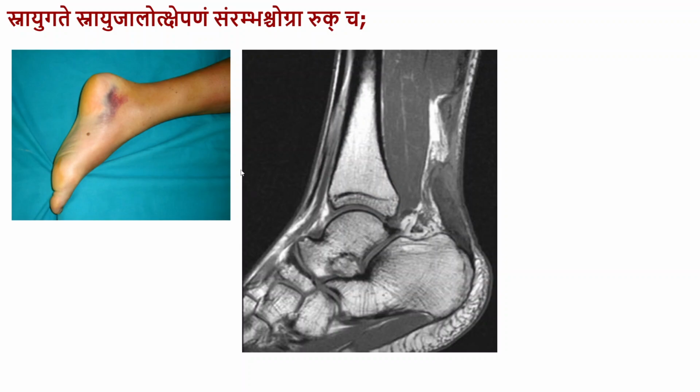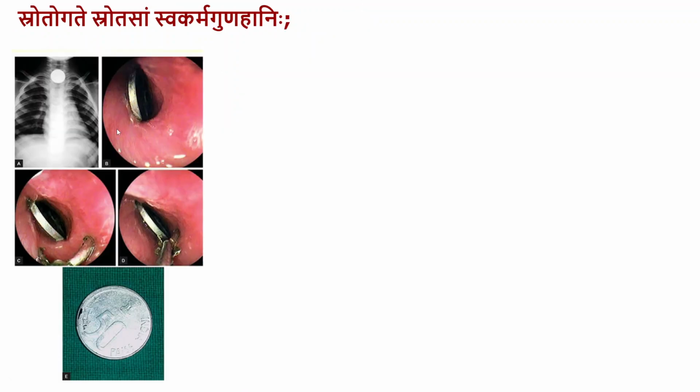So Snayujala Ukshepanam, that is, the tear in the Snayujala tendon either could be palpated or it could be seen in the MRI. Sambrahmascha Ugrarupcha, there could be impaired function. Sambrahma is impaired function, and severe pain could be there. Srotogate, Srotasam Swakarma Hani. If there is any object in any srotas which has got blocked, the function of that srotas will be affected.